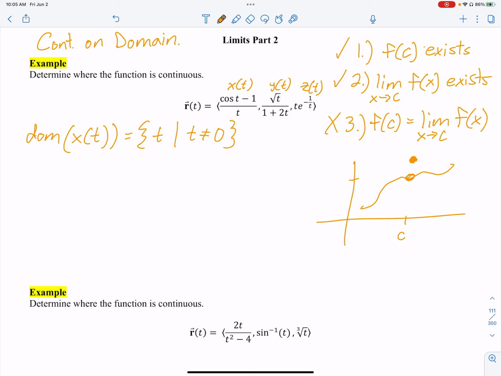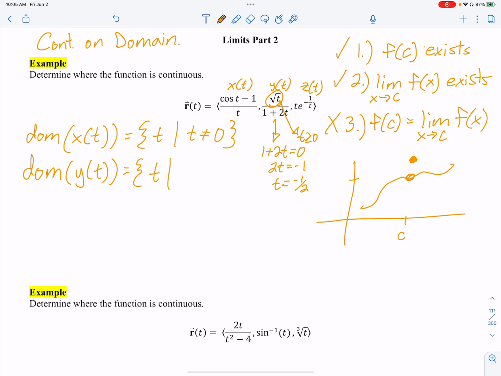Okay, y of t is a little more complicated. We have a couple things. I know that the square root makes it where it has to be non-negative, so it's going to be 0 on. But we also have this. That can't be 0. So if I think about when that will be 0, I'm just solving. So t equals negative 1/2 would be when that is 0. That's not even in the domain of this. This is t's greater than or equal to 0. So the negative 1/2 is not even included. So these are all t's such that t is greater than or equal to 0.